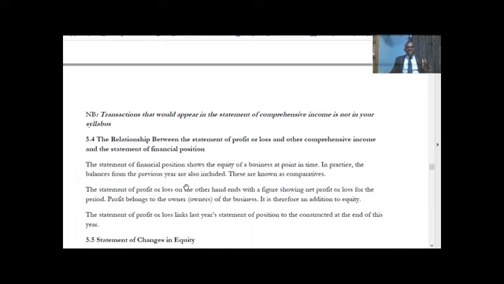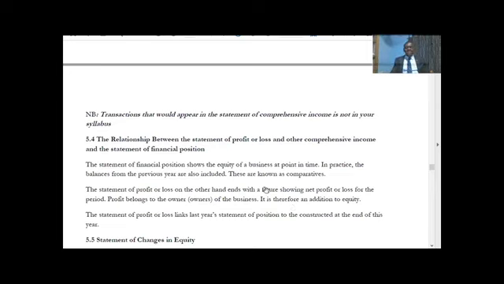Great. Now, the statement of financial position shows the equity of a business at a point in time. In practice, the balances from the previous year are also included. These are known as the comparatives. So those of us who have come across the financial statements of entities, especially published accounts, you will see that the current year's financial statement will be there, and the prior year financial statement will also be there. The prior year figures are referred to as the comparatives.